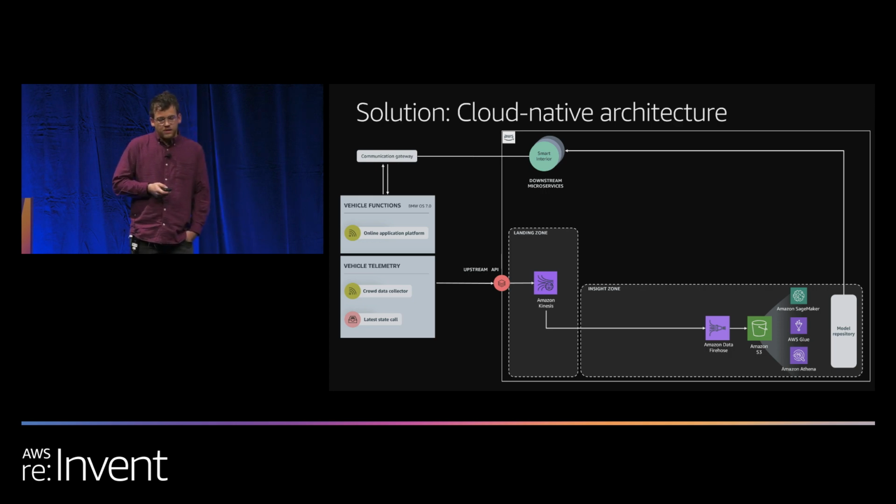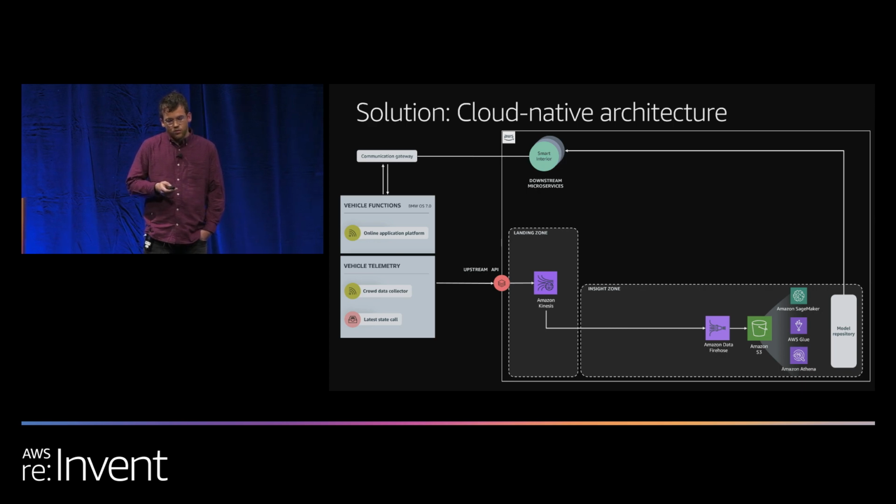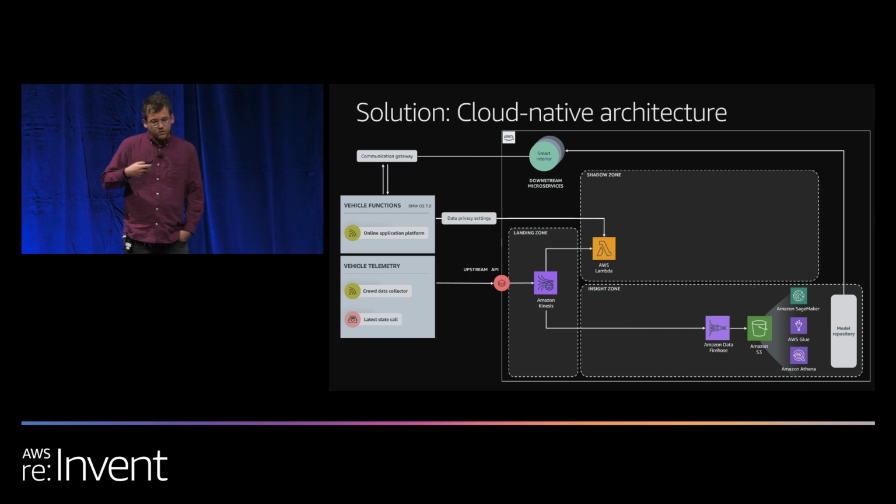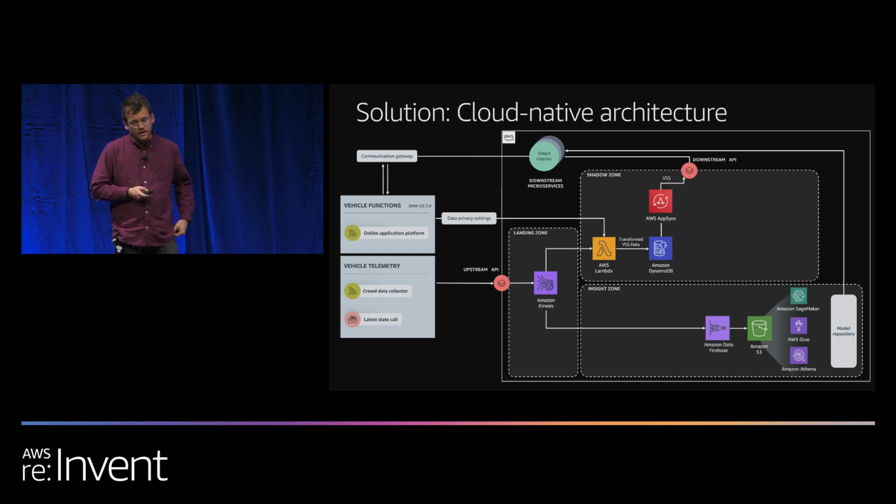And this allows us to apply models on top of the real-time data stream, which resides in a so-called shadow zone. And this shadow zone is actually fueled by AWS Lambda, where we depersonalize by default and also identify which sessions belong to which vehicle. And we actually persist this data and transform it in the mentioned VSS format in a DynamoDB. And the data can be accessed via GraphQL and over AppSync.